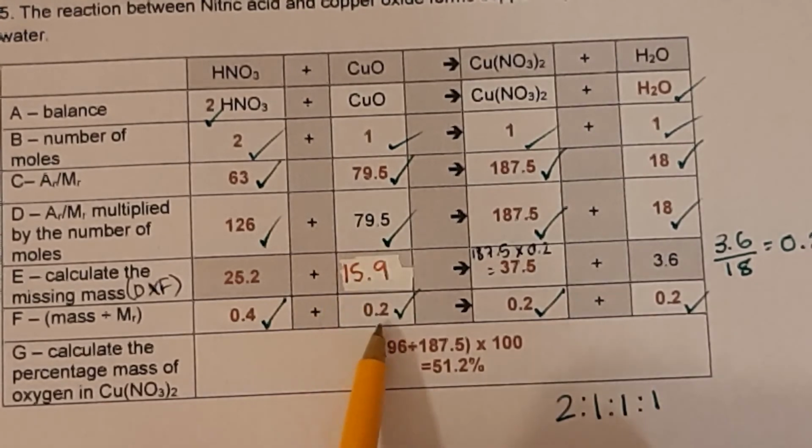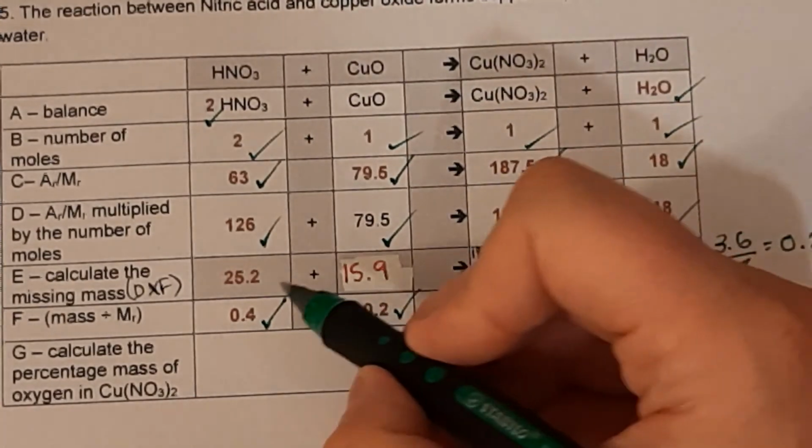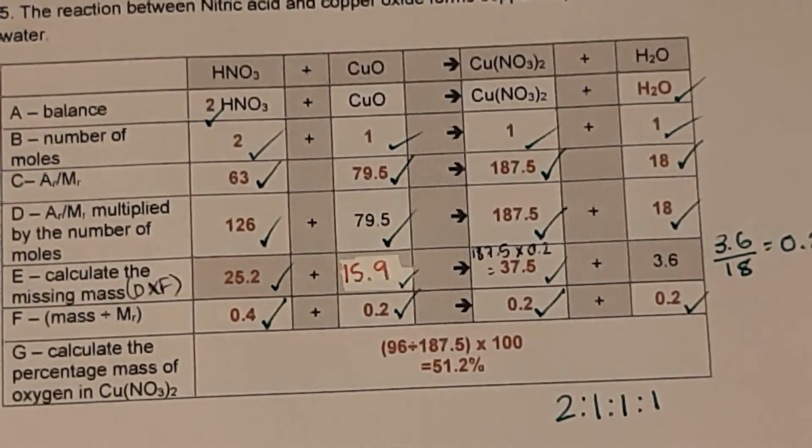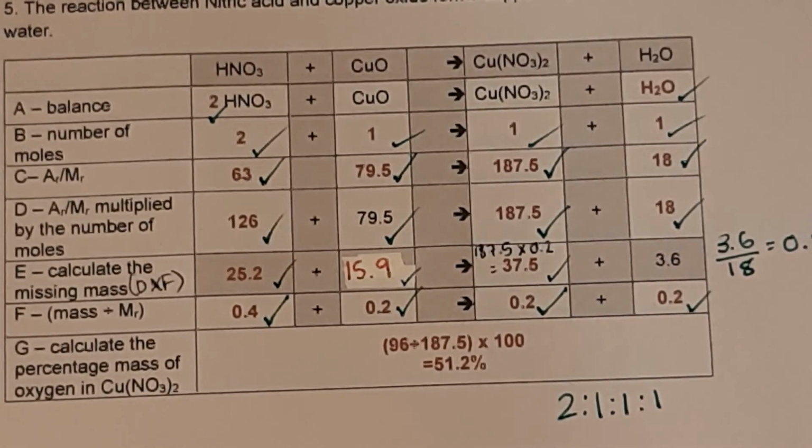So 79.5 multiplied by 0.2 will give us 15.9. And 126 multiplied by 0.4 will give us 25.2. Now don't worry if you didn't manage to achieve this. This is the height of trickiness, okay? And if you haven't managed this, that's absolutely fine. Don't panic, don't worry about it. You'll get more familiar with this as time goes on as we work through the booklet.